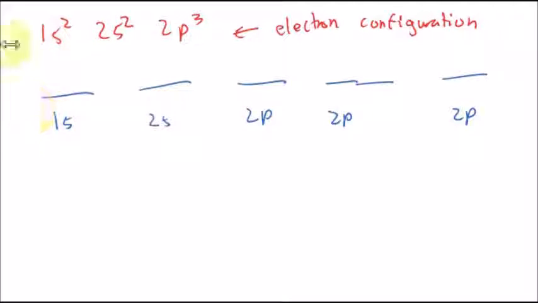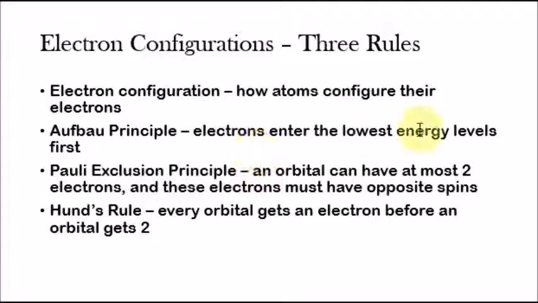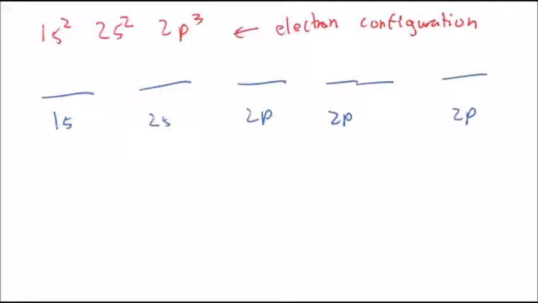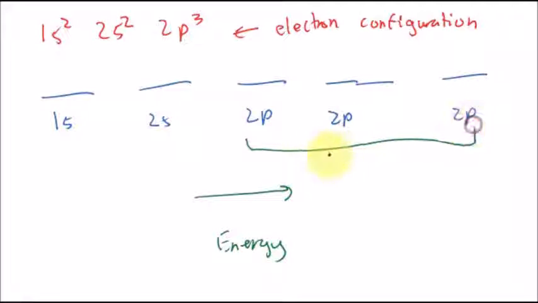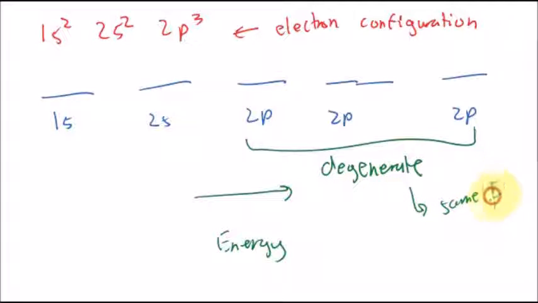If you look back at these rules, the Aufbau principle says electrons enter the lowest energy levels first. So energy is increasing like this. The 1s orbital has less energy than the 2s orbital, which has less energy than the 2p orbitals. These 2p orbitals are all said to be degenerate. We talked about how orbitals can sometimes have the same energy. So all these 2p orbitals have the same energy, they just have different orientations.